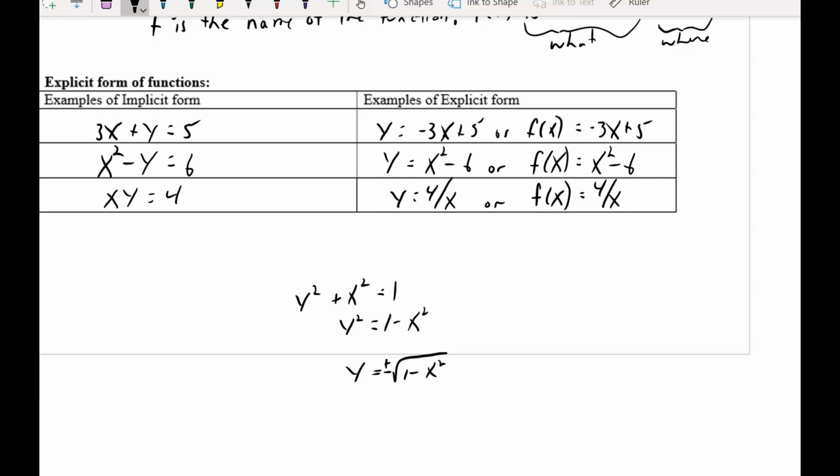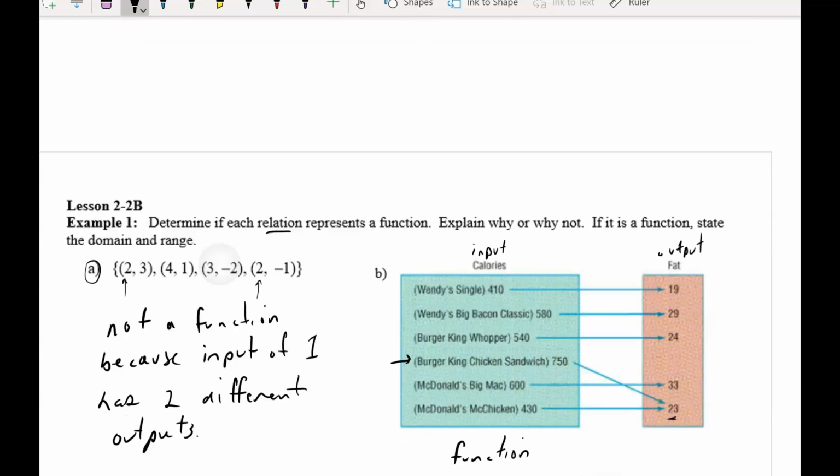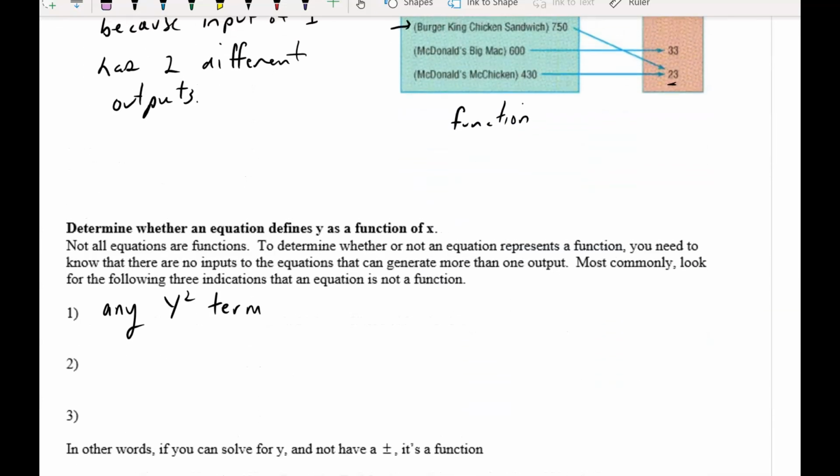So that means basically you've got 2 different possibilities. If you plug in an x, you could get the positive or the negative. There's two different outputs. If you choose the positive, you're going to get a positive number. If you choose the negative, you're going to get a negative number each time. So that is the second thing to look out for: a plus or minus in front of any x or y.